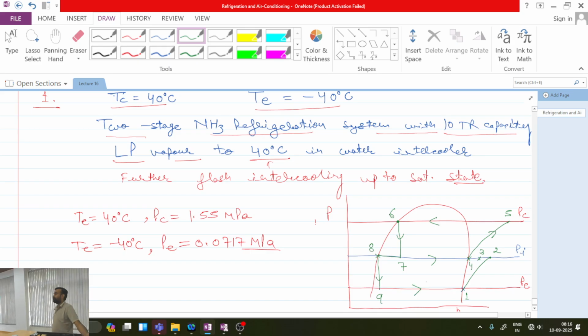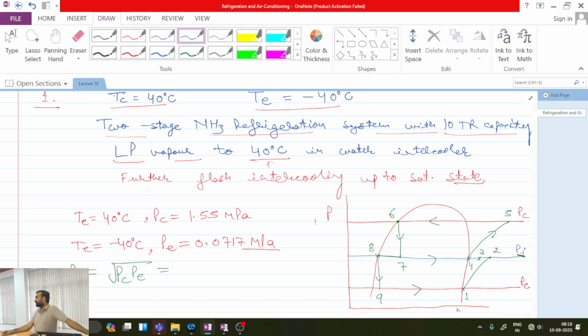Anyone is having any doubt about this? Okay, so this cycle is very simple. Now the point of interest is we need to determine the intermediate pressure. Under the ideal conditions, we know that intermediate pressure can be simply given as the geometric mean of PC and PE. Tell me how much is this value?